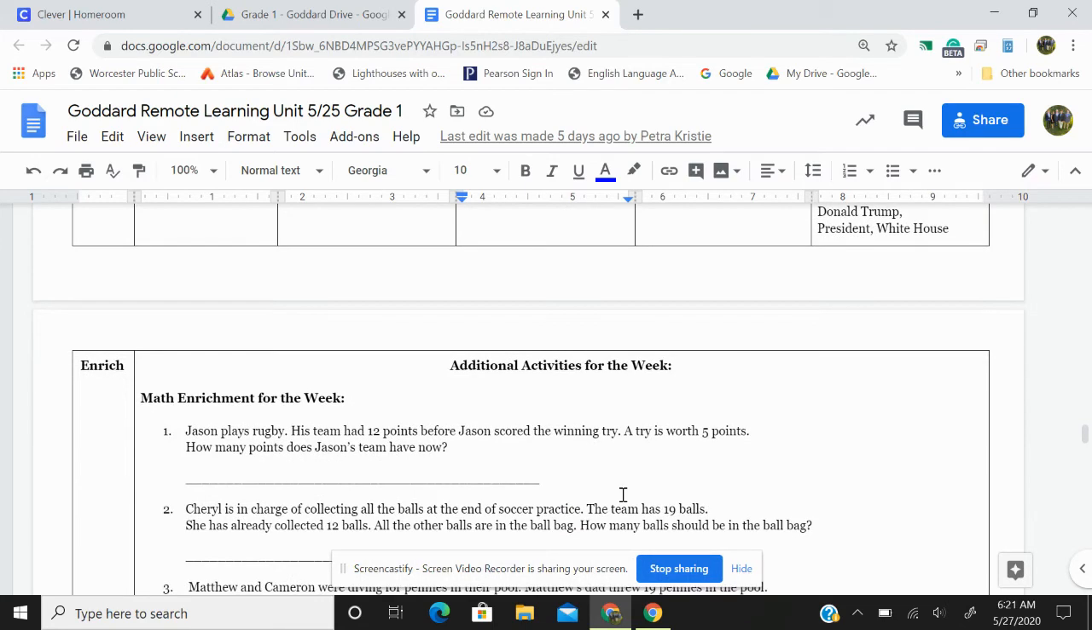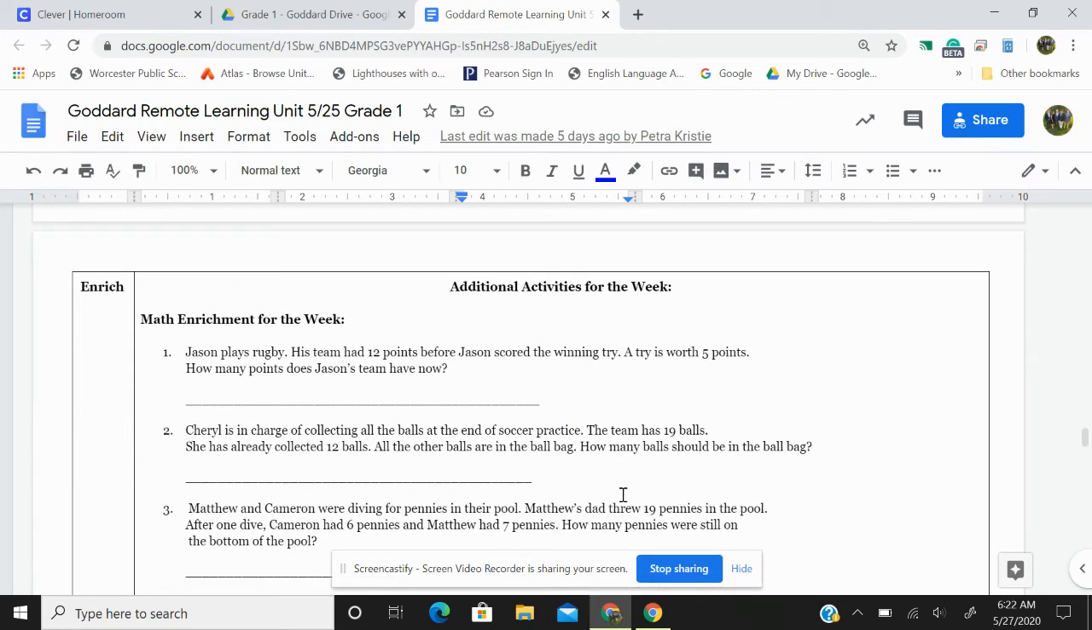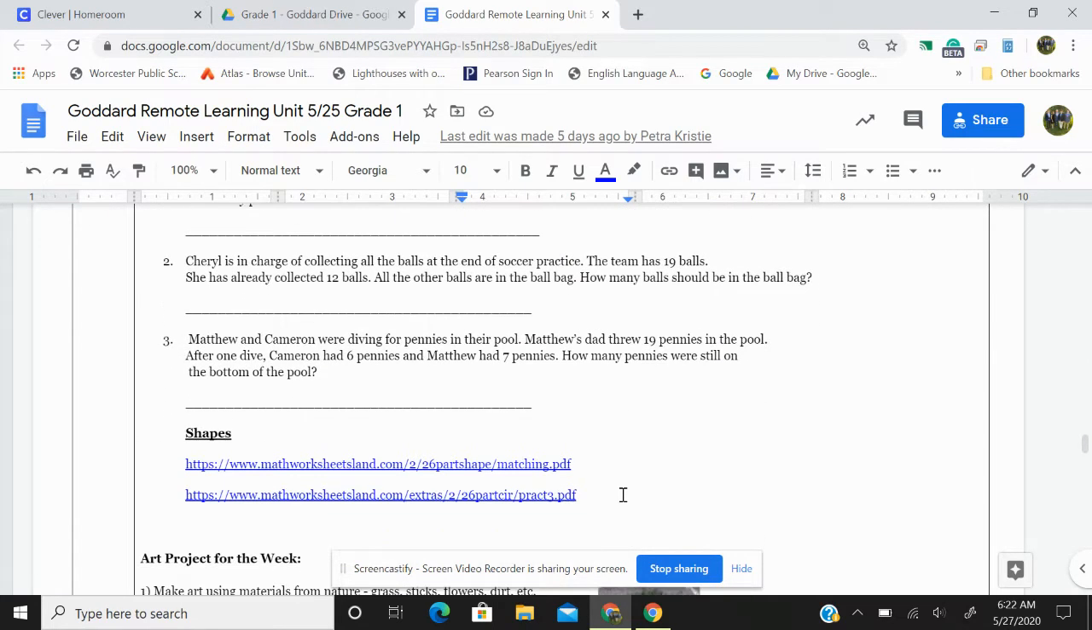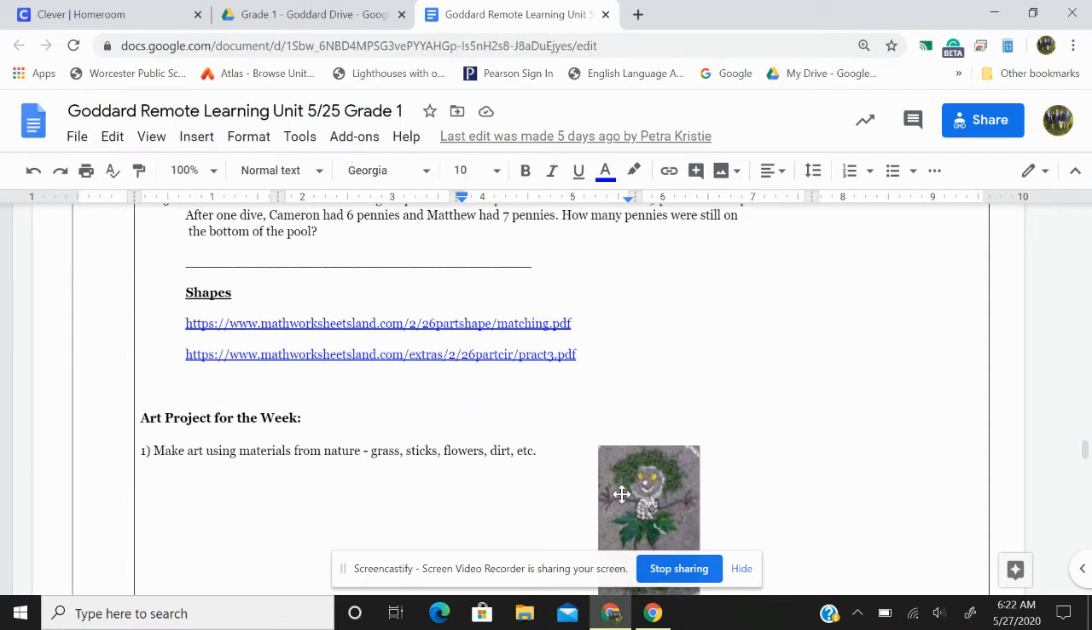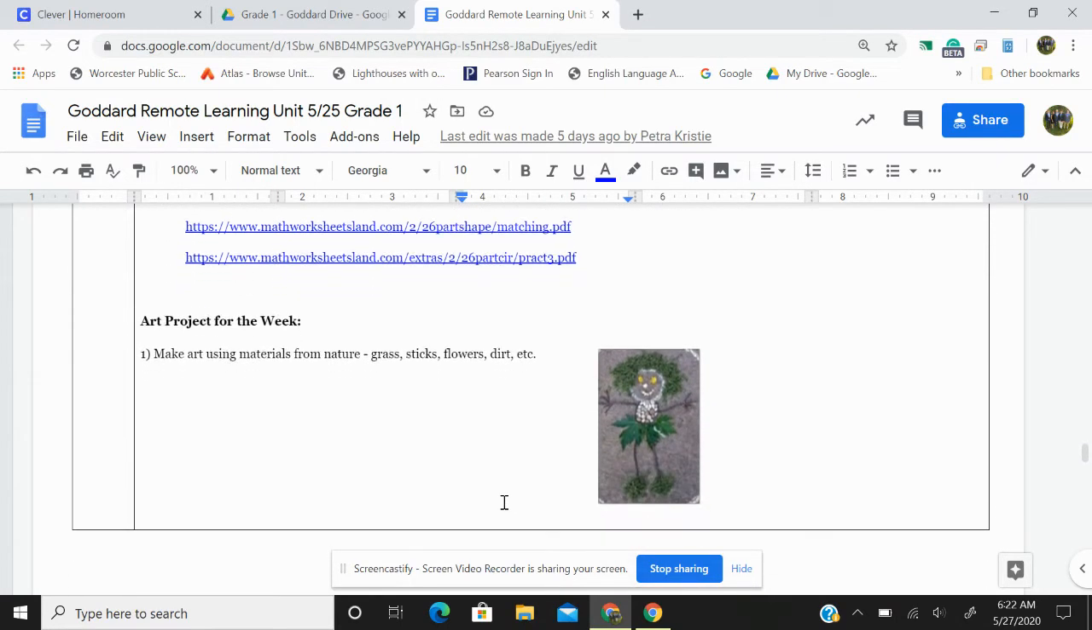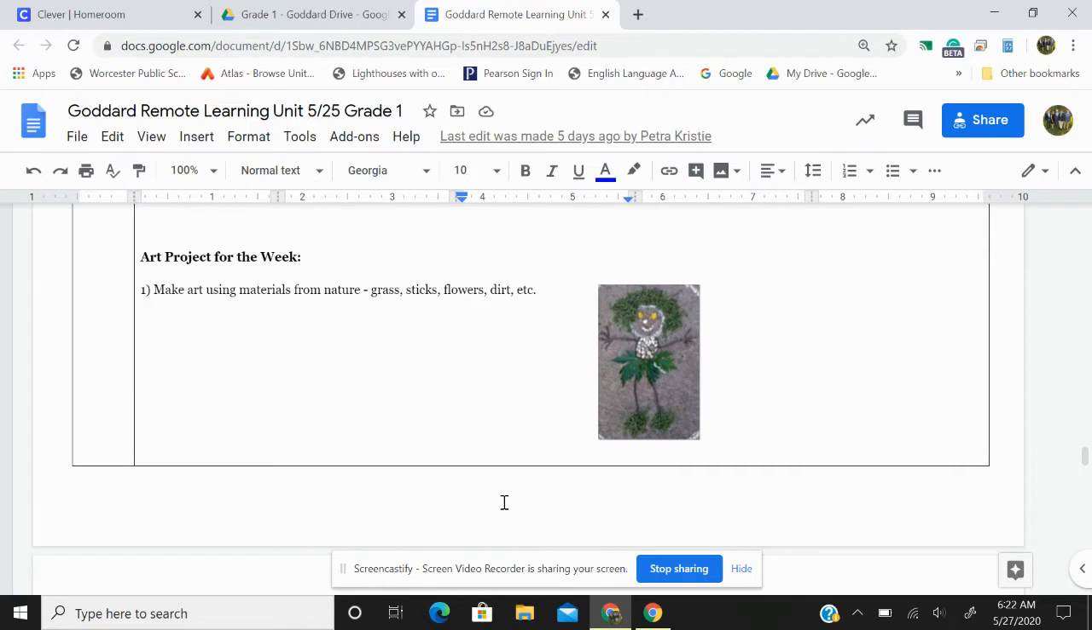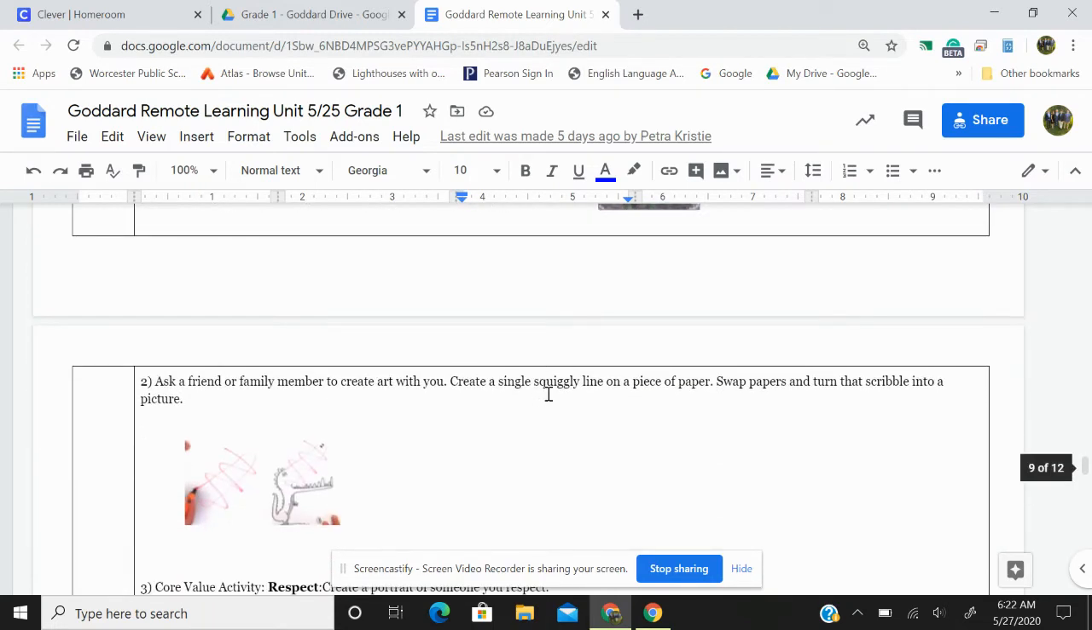Here are some additional activities for the week. I read all of the math enrichment yesterday. I'm going to read Miss Coyle's art projects for the week today. Her first one is make art using materials from nature: grass, sticks, flowers, dirt, etc. Here's something that Miss Coyle made. She made a person with some of those objects. Or two, ask a friend or family member to create art with you.